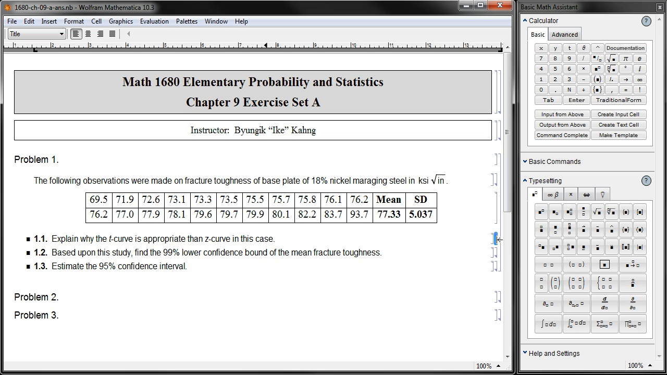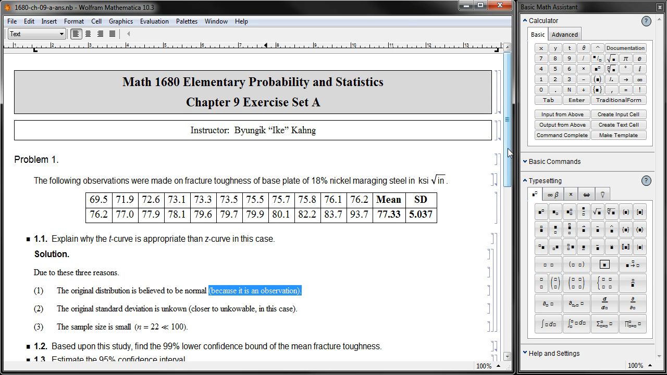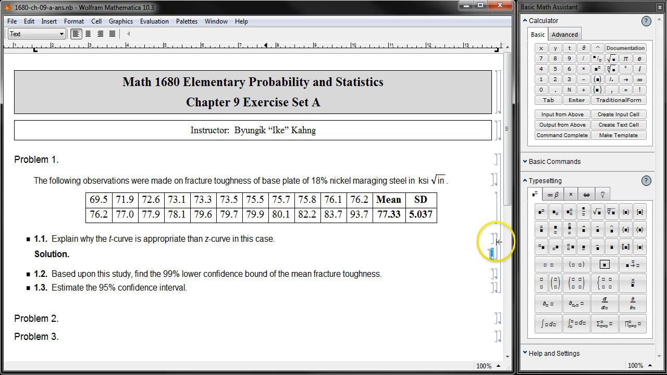Subproblem number 1. Why do we use T-curve? Why not Z-curve? Well, there were 3 criteria here. Number 1, the original distribution is believed to be normal, and that's clear because we are talking about observation. When you do observation or experiment, we assume normal without really saying, unless specified otherwise. Number 2, standard deviation is unknown, or closer to unknowable in this case, because this is, as we said earlier, about observation or experiment. The sample size is small, just 22, so that's T-curve problem.